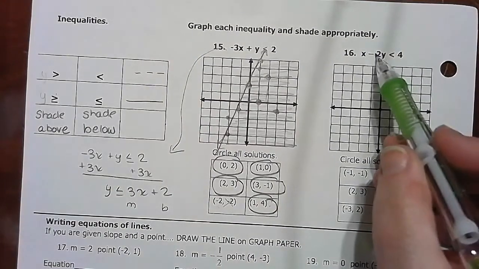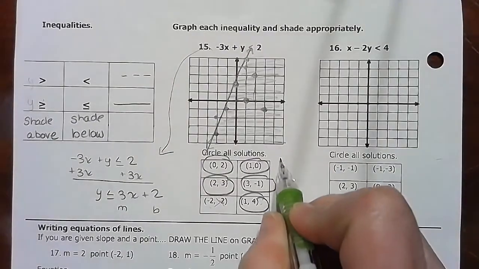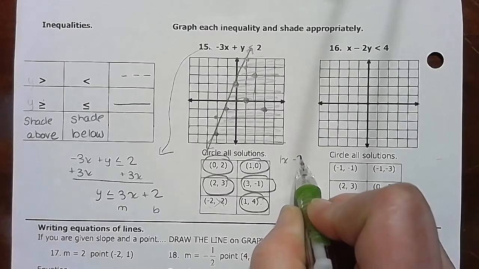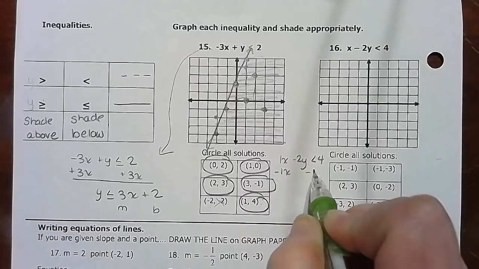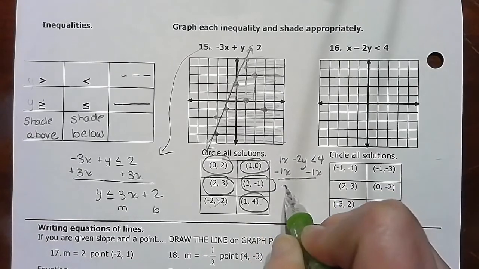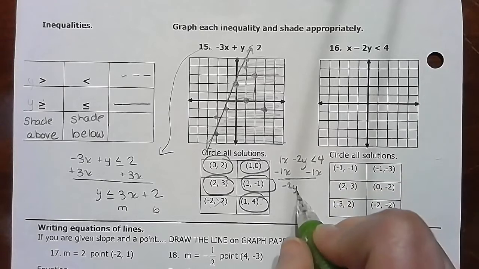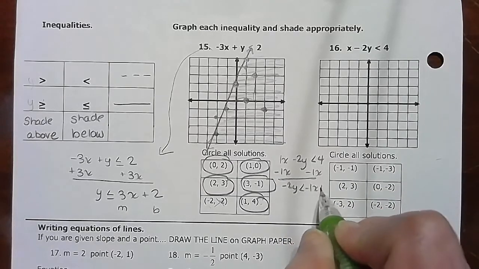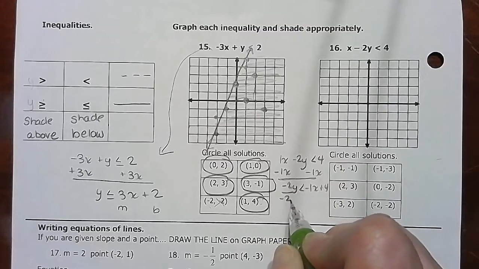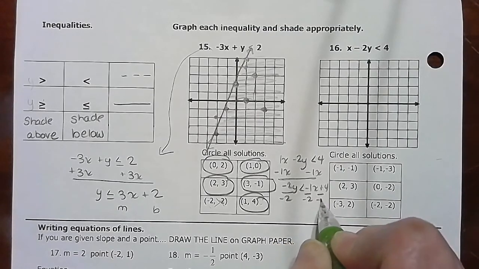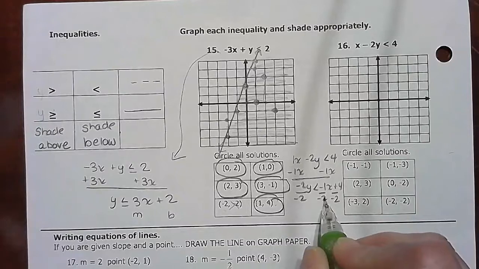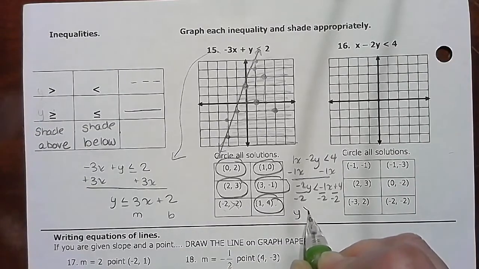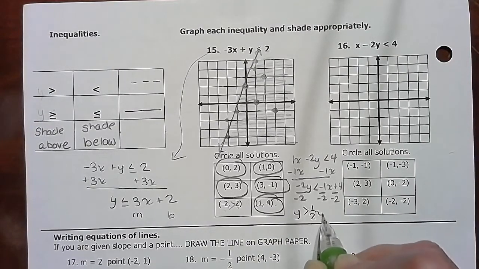So let's go ahead and put this guy in slope-intercept form. I'm going to put a 1 in front of it. 1x minus 2y is less than 4. I'm going to subtract 1x, and I have negative 2y is less than negative 1x plus 4. I'm going to divide by negative 2. Again, I know I'm going fast here, guys, but please just pause the video if you need to, okay? And because I divided by a negative, I'm going to flip the sign. So it's going to be greater than 1/2 x minus 2.